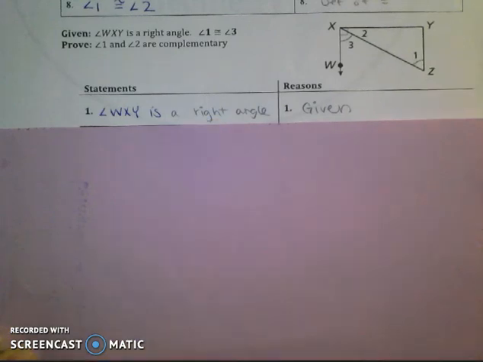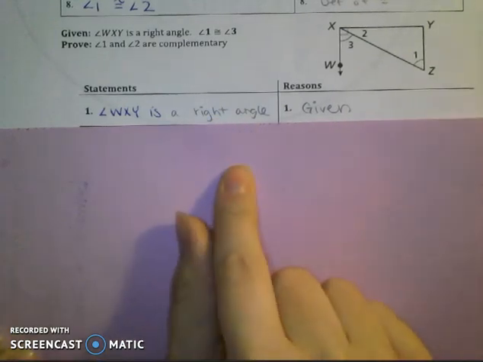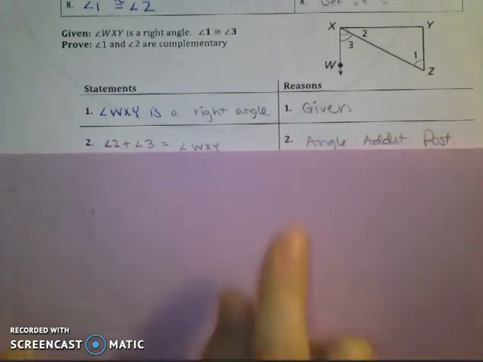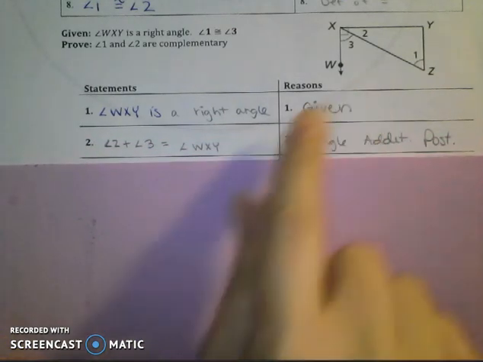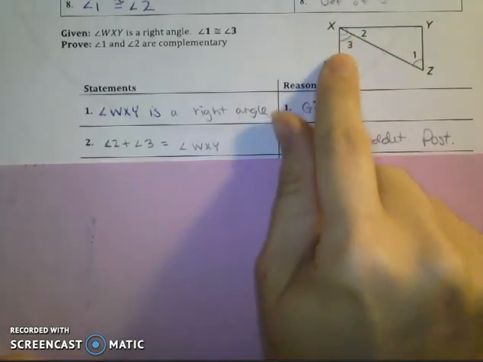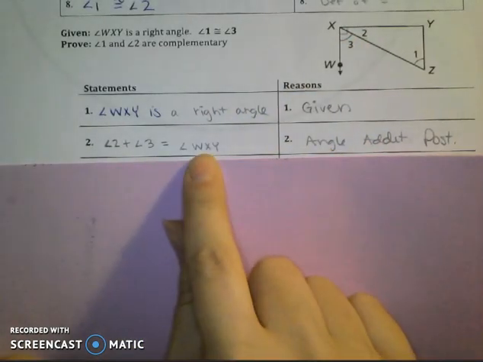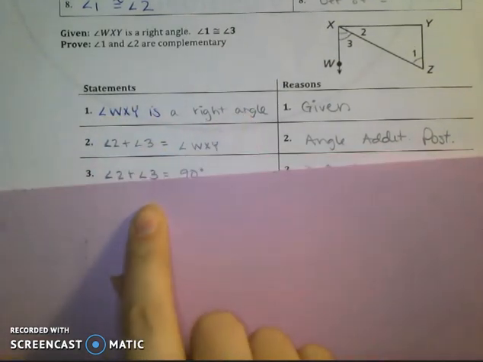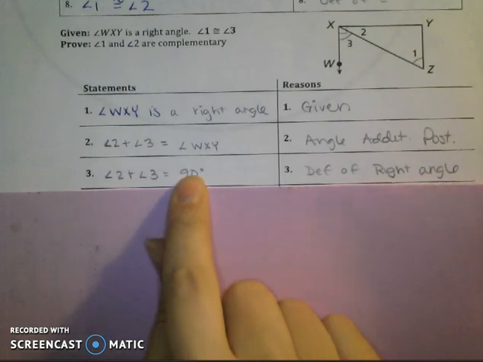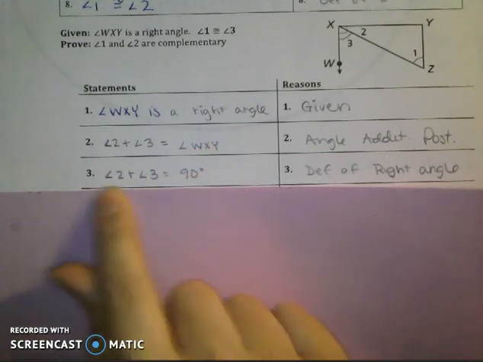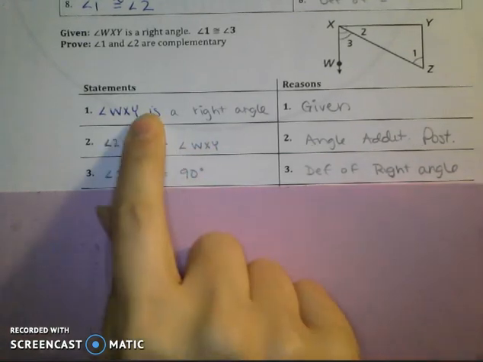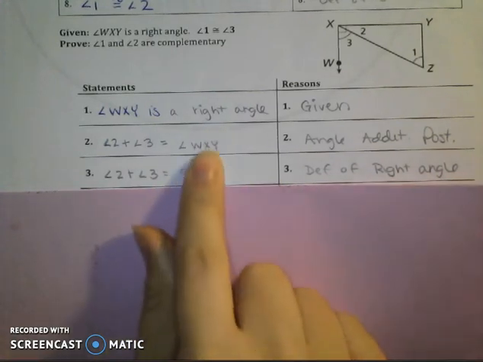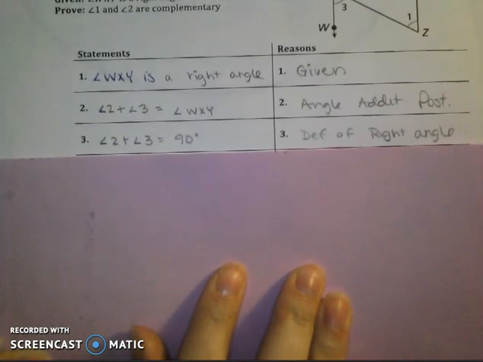Something's a right angle. You could do that next and then angle addition, or I have angle addition right here because I was like, well, let's start with the addition part, that 2 plus 3 is going to add up to WXY. Then I said, oh yeah, WXY, if it's a right angle, it has to be 90, so we can replace it right in there as opposed to just saying that angle's 90. So do some definition of right angle along with a little bit of substitution.